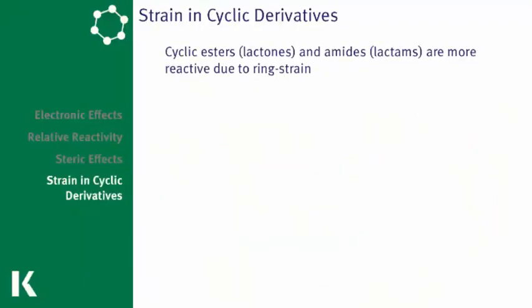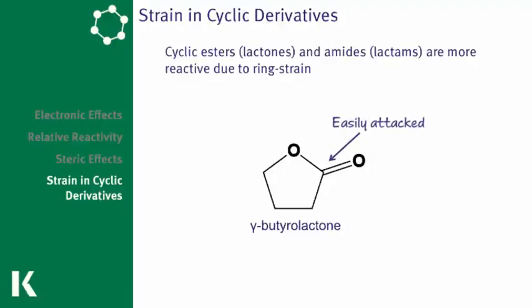Okay, the last factor affecting acyl compounds' reactivity, of which you should be aware, is ring strain. Cyclic esters and amides, which the MCAT will expect you to know also as lactones and lactams, respectively, are slightly more reactive than their non-cyclic counterparts. Ring strain in these compounds means that their stability will be increased by processes that open the ring. When the carbonyl carbon in a compound such as gamma-butyrolactone is attacked by the nucleophile, that's exactly what happens.